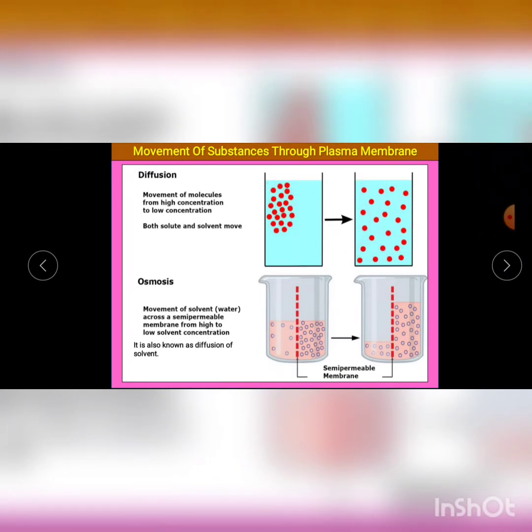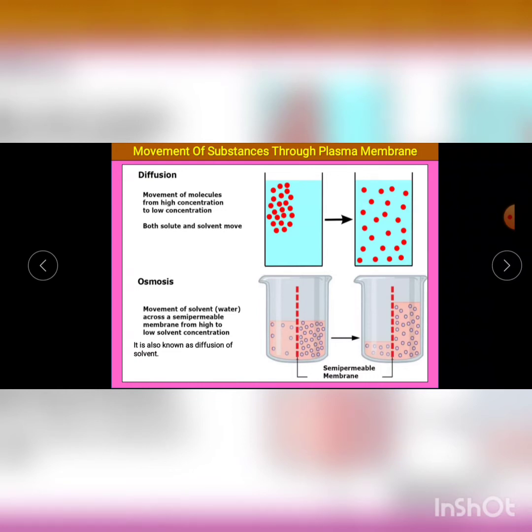We don't have to apply any energy here. This takes place spontaneously on its own. And after some time, you will see that the dye completely mixes with water. And this is due to diffusion, where the particles are moving from higher concentration region to low concentration region.